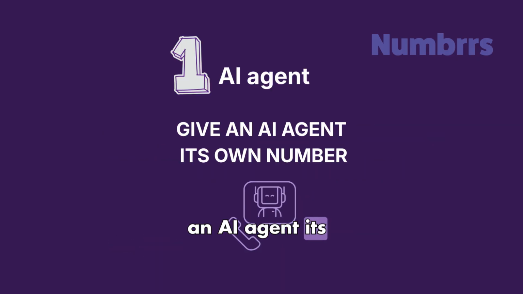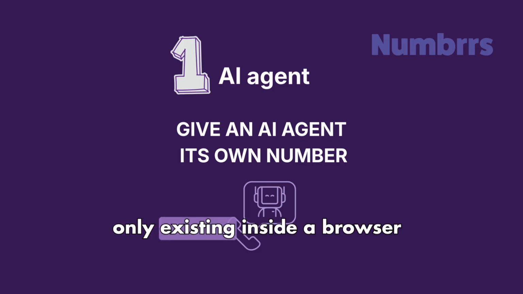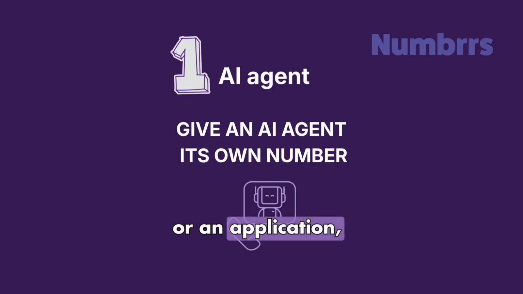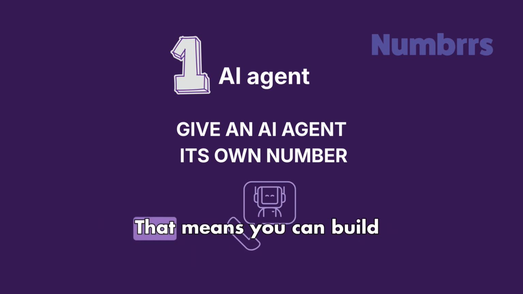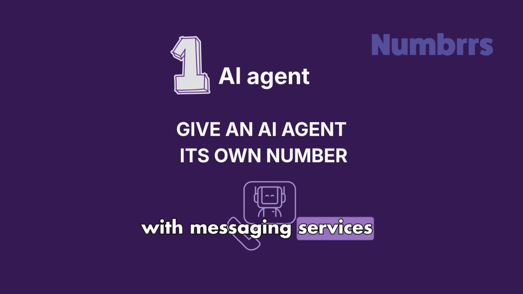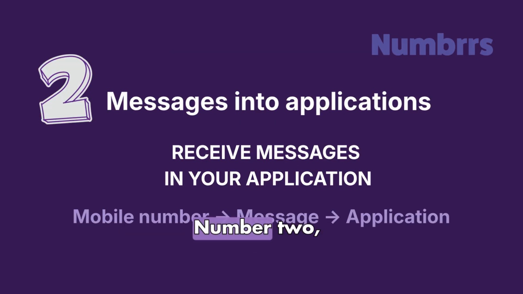Give an AI agent its own mobile number. Instead of an AI agent only existing inside a browser or an application, you can give it a number that it can use to communicate. That means you can build agents that can interact with messaging services and become part of existing communication workflows.